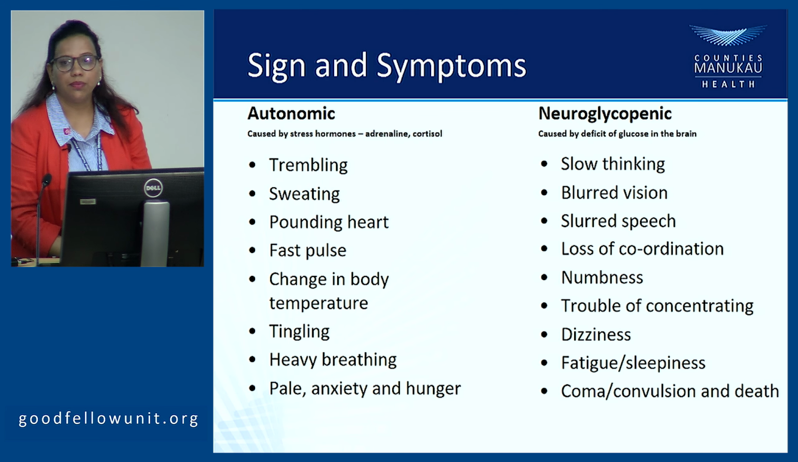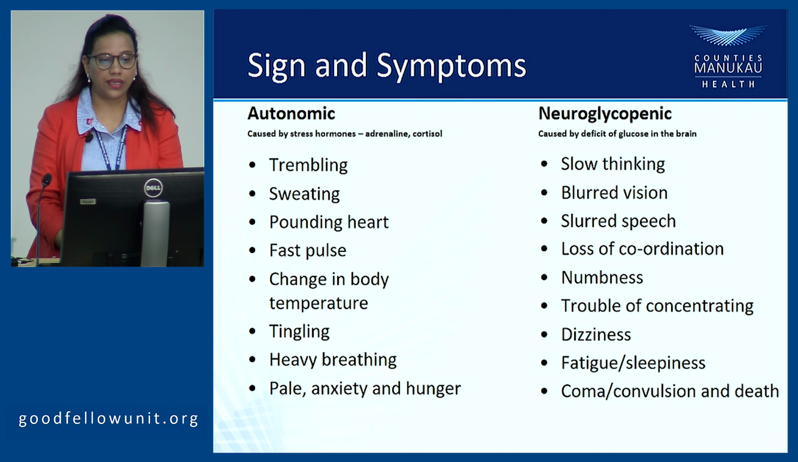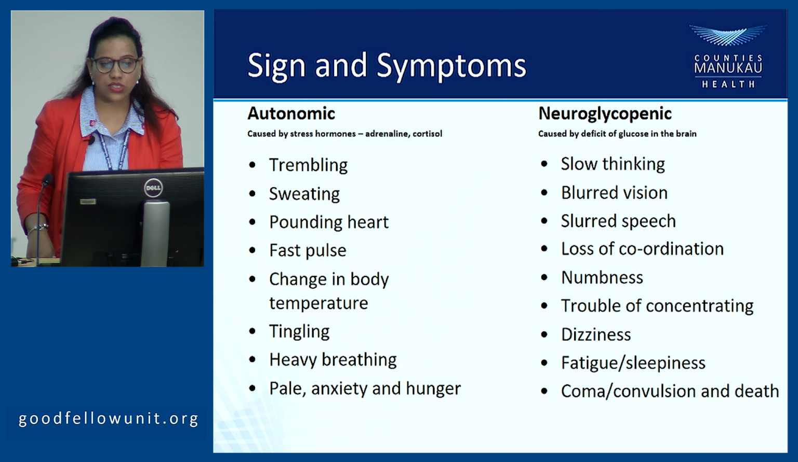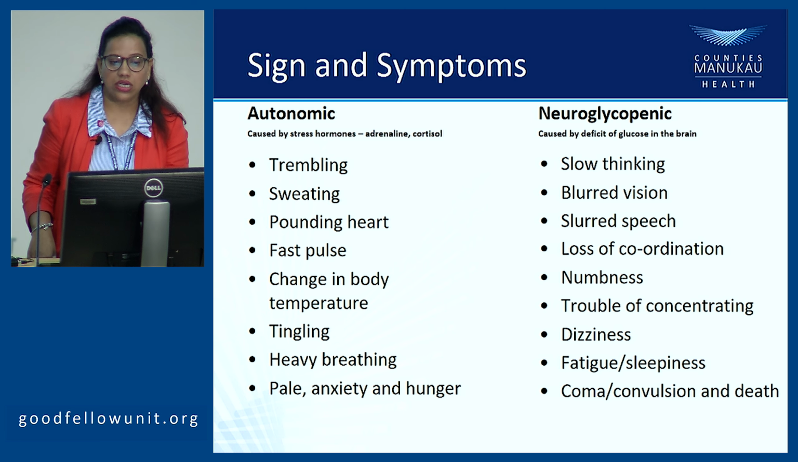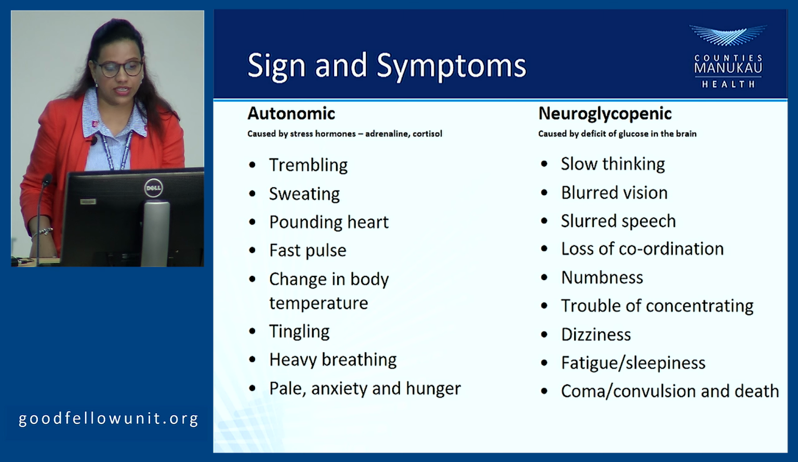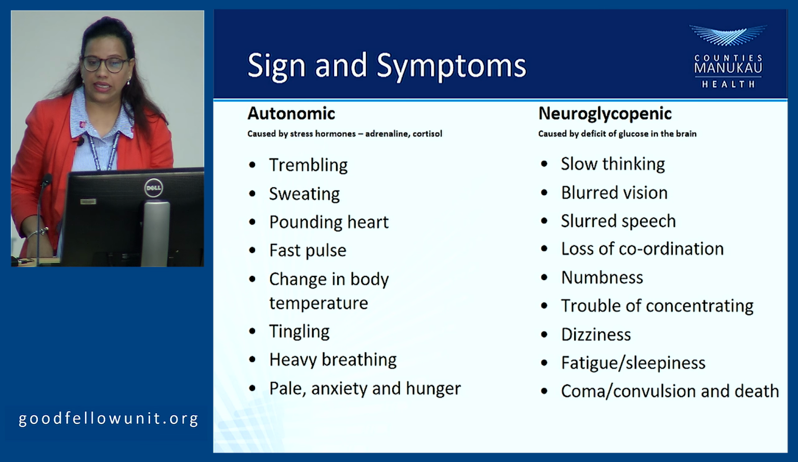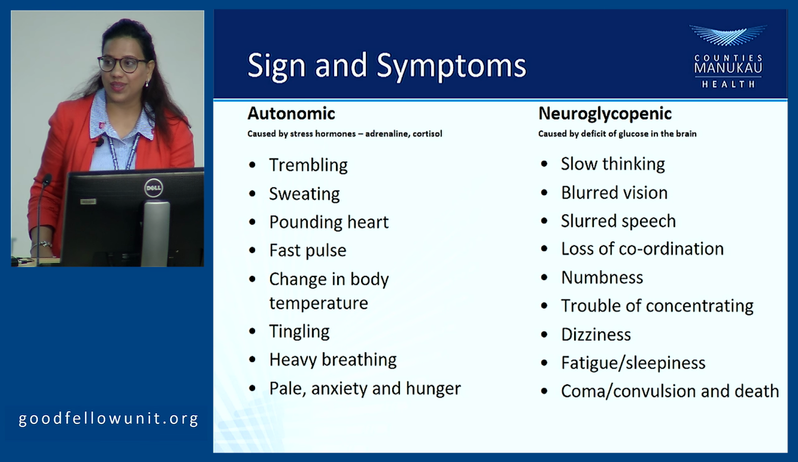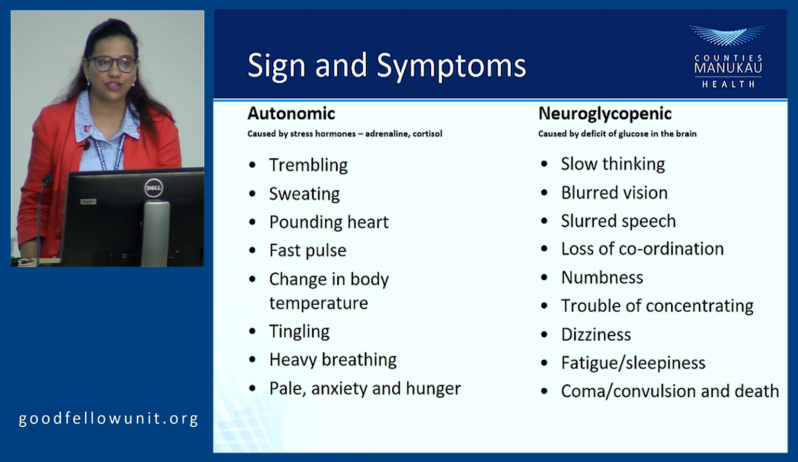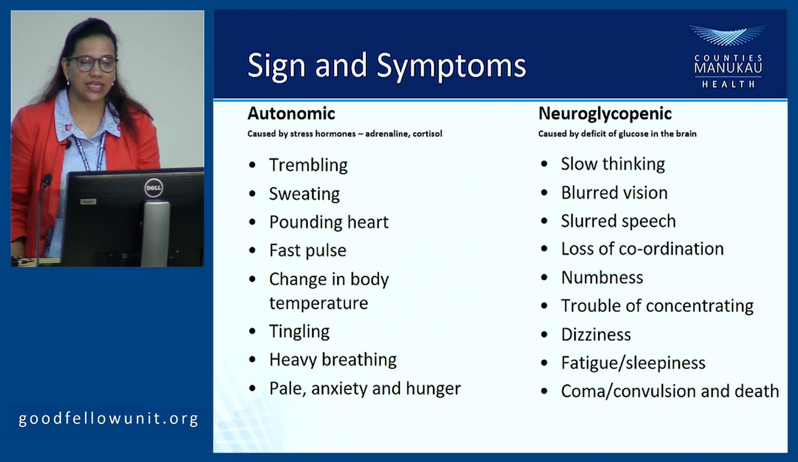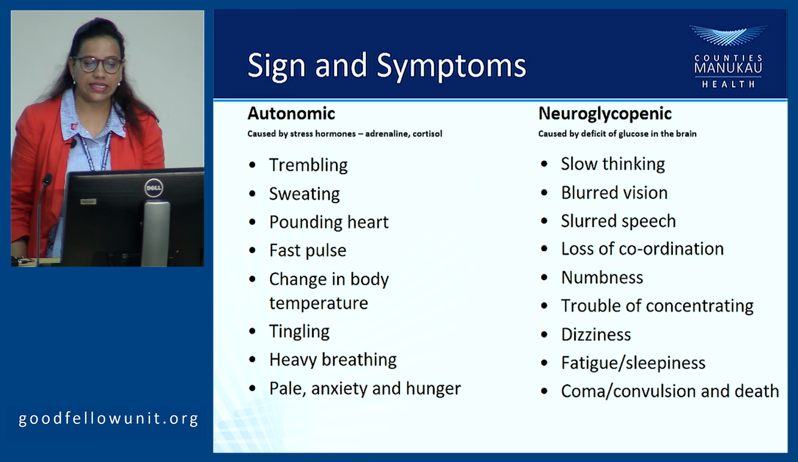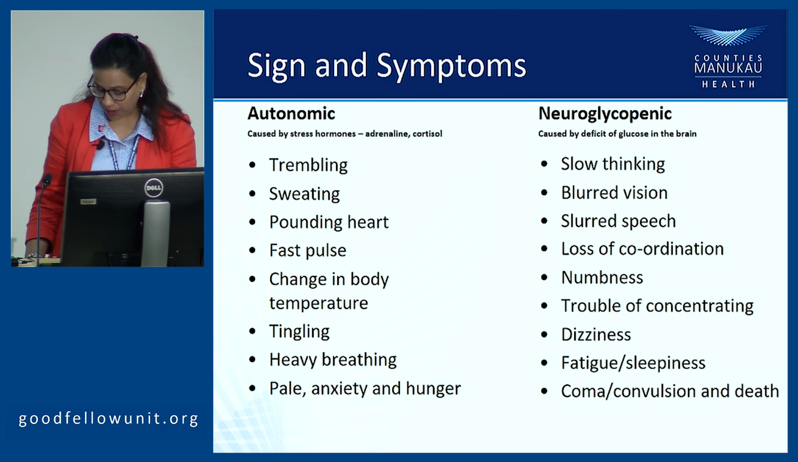Signs and symptoms can be autonomic or neuroglycopenic, which include trembling, sweating, pounding heart, fast pulse, change in body temperature, tingling, heavy breathing, pale appearance, anxiety, and hunger. Whereas neuroglycopenic symptoms can be slow thinking, blurred vision, slurred speech, loss of coordination, numbness, trouble concentrating, dizziness, fatigue, and coma.